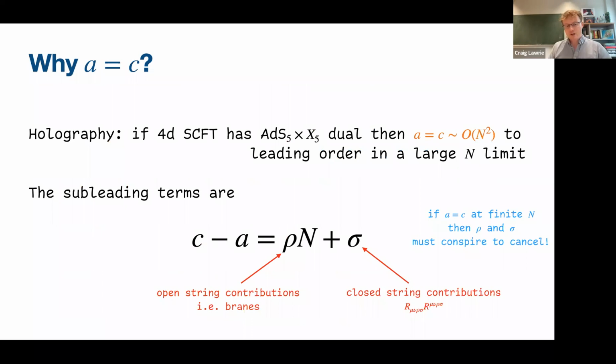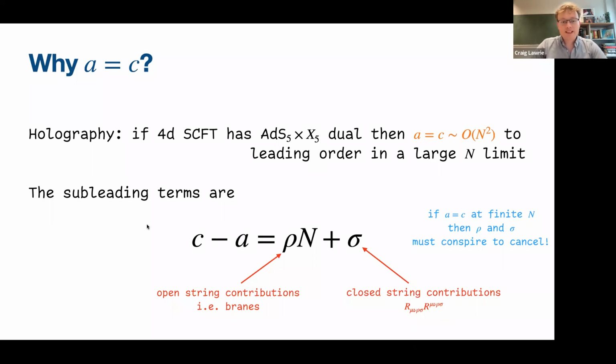So let's imagine that our 4D N=2 theory has a holographic dual in type IIB string theory, so it has a holographic dual of the form AdS_5 times X_5. Then what we all know is that the central charges basically grow like N squared. I haven't told you what N is here, but it's basically the rank of the gauge group or the analog of that.